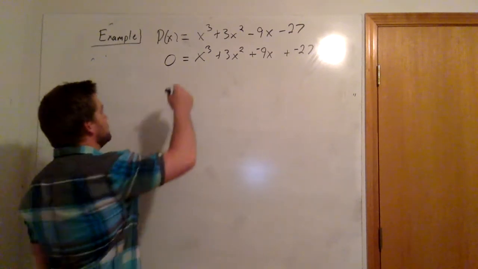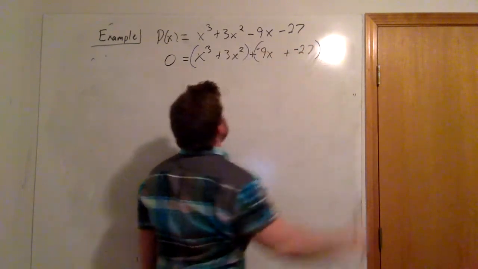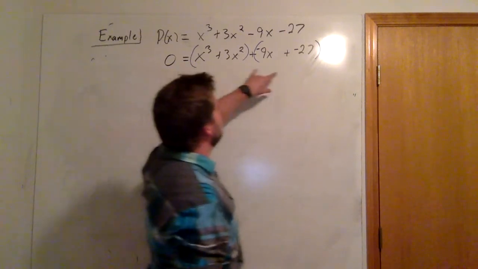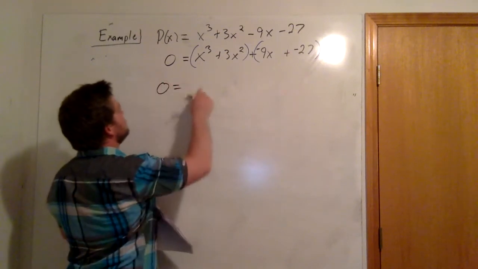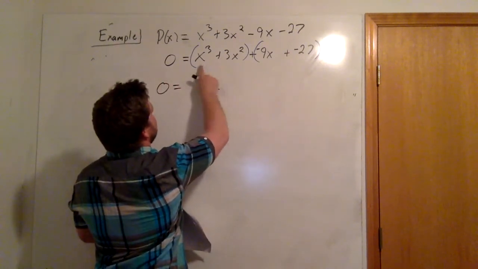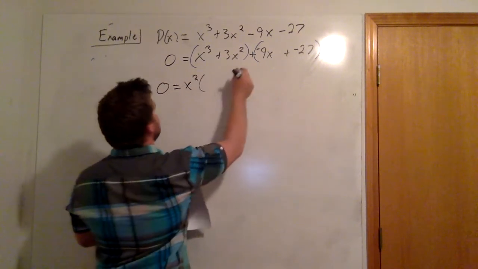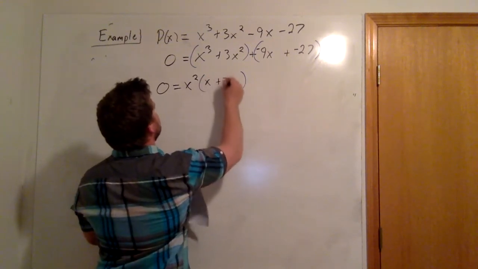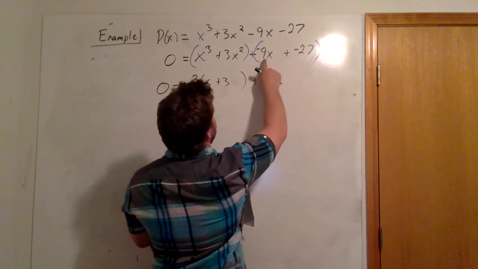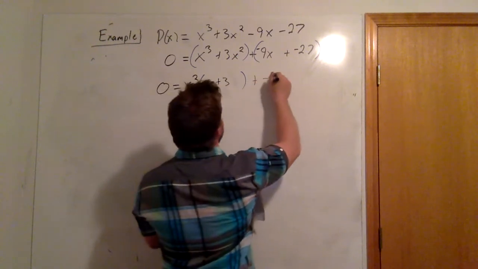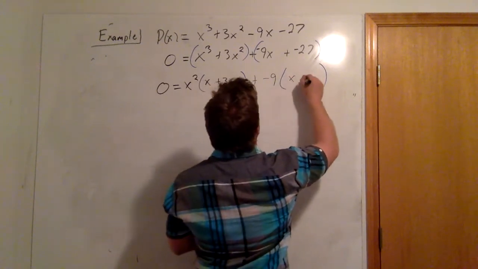When you factor by grouping, you group the first 2 terms together and you group the second 2 terms together. And in each of these sets of parentheses, we're going to factor out the greatest common factor. So 0 is going to be equal to, well, what's the greatest common factor in these 2 terms? I think it's x squared. So we can factor out an x squared, and I'll get an x plus 3, plus, well, I have a common factor of -9. So let's factor out a -9, and I'll be left with an x plus 3.